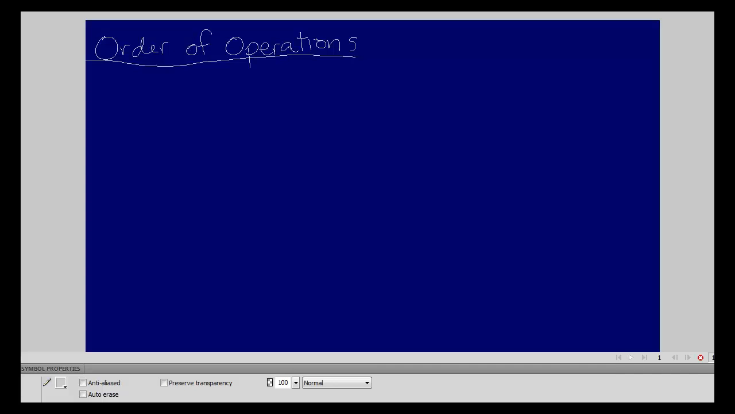Welcome to this lesson on order of operations. Order of operations have been around since the 1500s, and they're important as we work through these math problems.